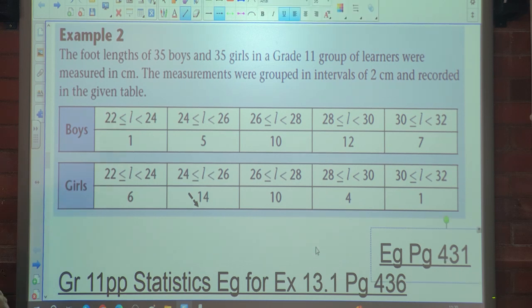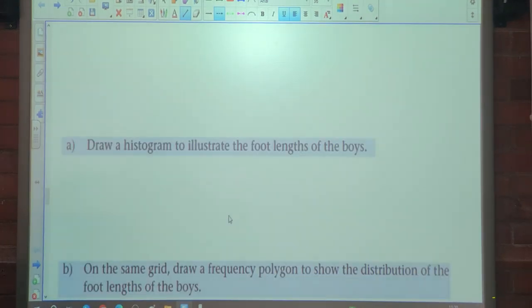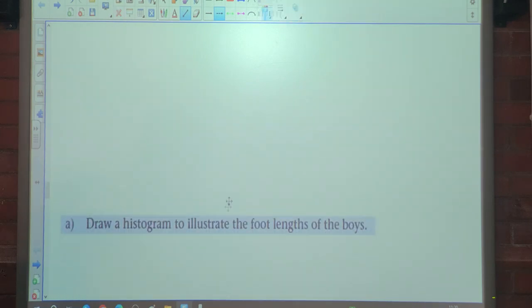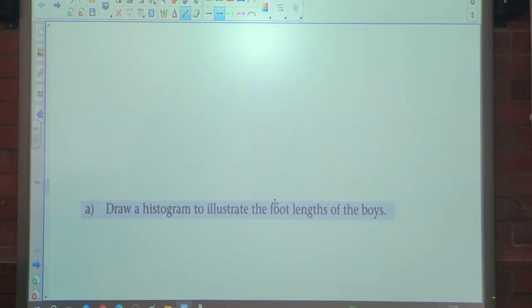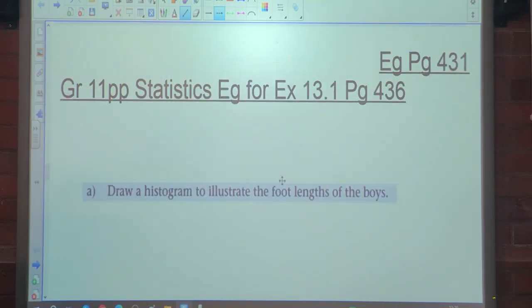So the foot lengths of 35 boys and 35 girls in grade 11 group of learners were measured in centimeters. The measurements were grouped in intervals of 2 centimeters and recorded in the given table. So what do I need? Draw a histogram to illustrate the foot lengths of the boys. I need a graph.